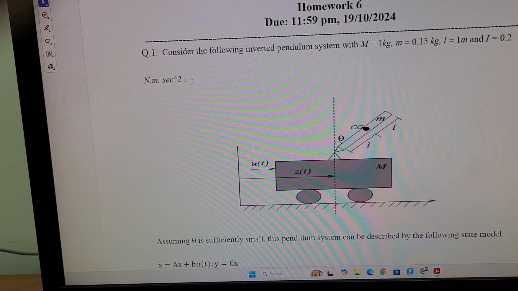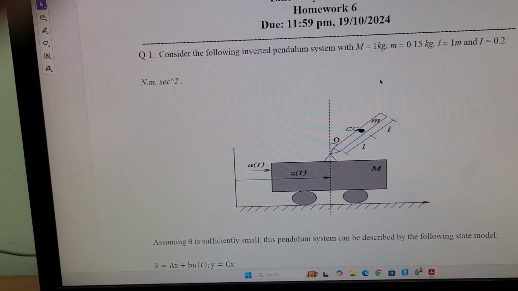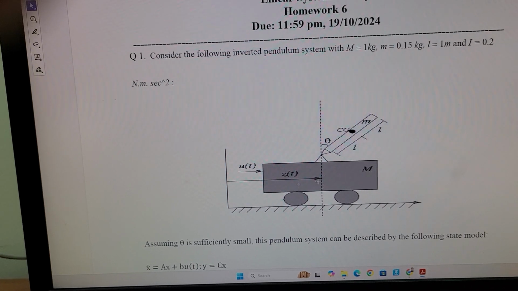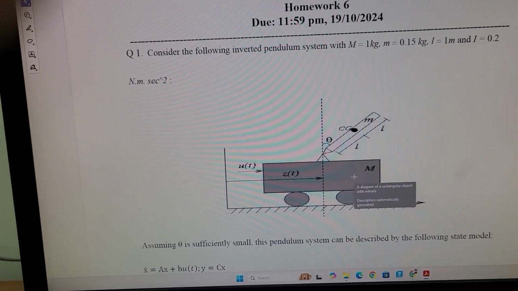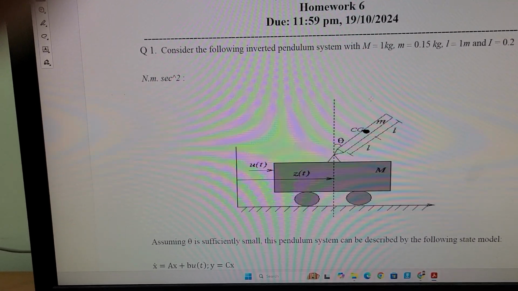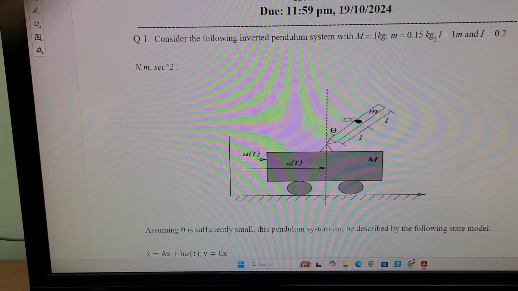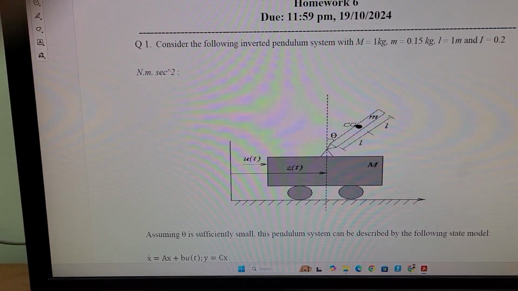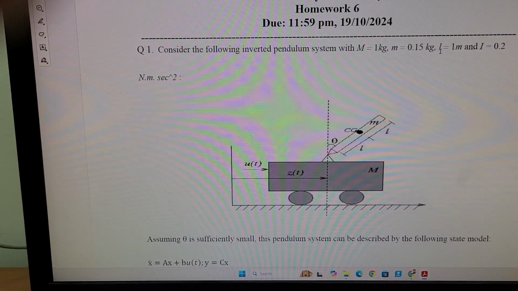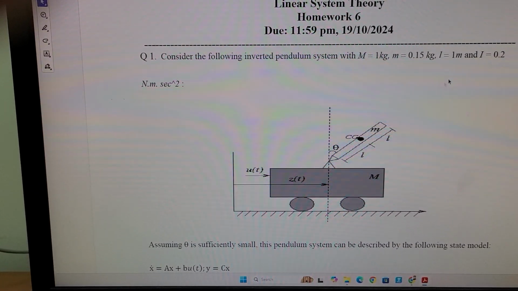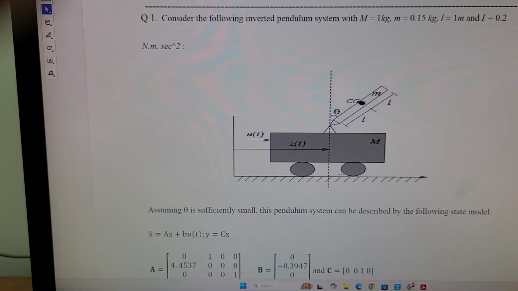You have a question. It's the inverted pendulum. We have a cart and an inverted pendulum. This is the inverted pendulum model. Here, capital M is the mass of the cart, small m is the mass of the inverted pendulum, this rod. Similarly, L is the length of this rod, and I is the moment of inertia.